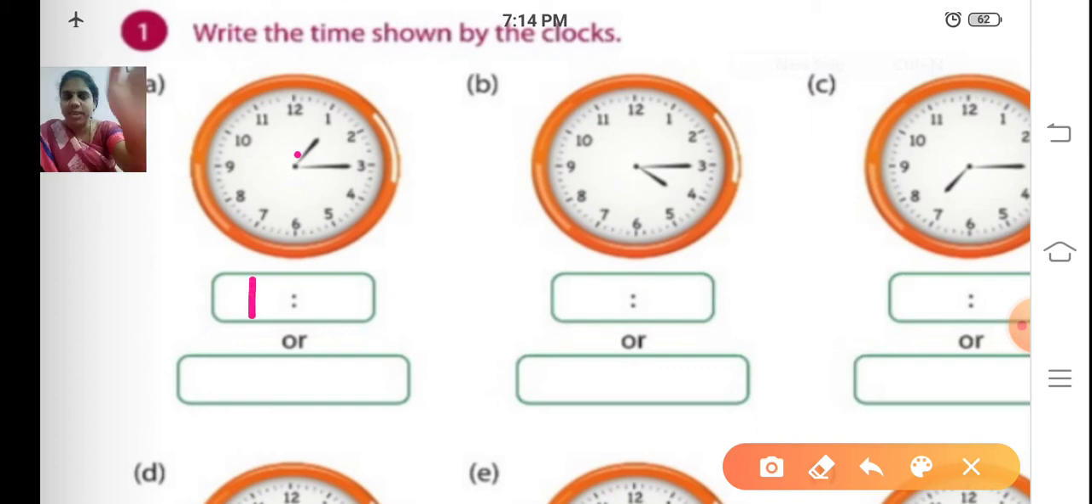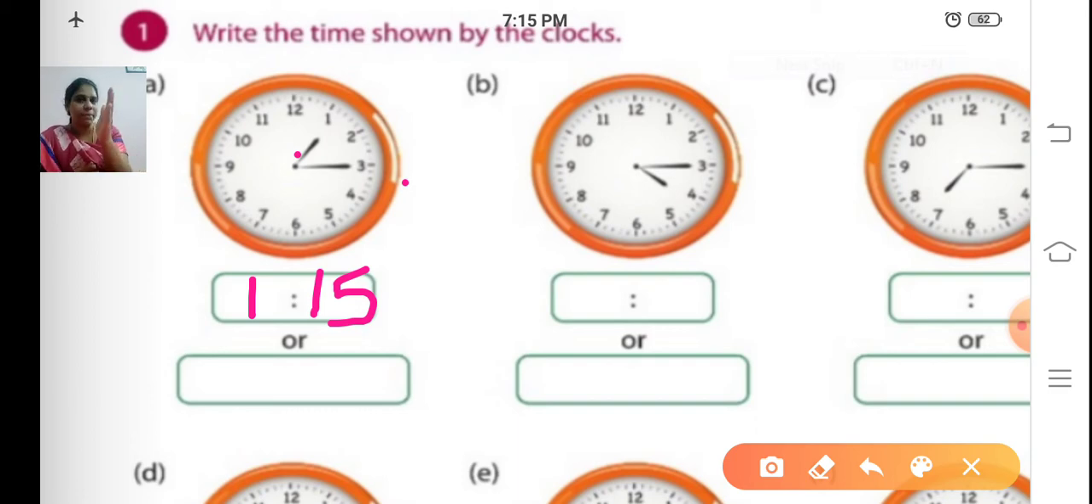So now 1. Then where is the minute hand? Just see where the minute hand is. It is at 3. So how many minutes then? If it is at 3, what you have to do? How to calculate minutes? You have to multiply by 5. So 3 into 5, 15. 3 5s are 15 minutes. So if it is at 2, 2 into 5, 10 minutes.